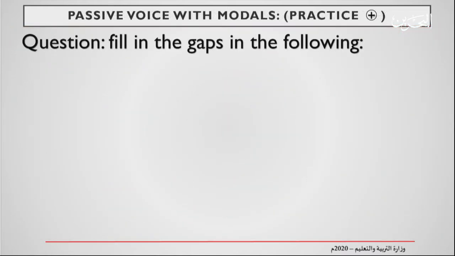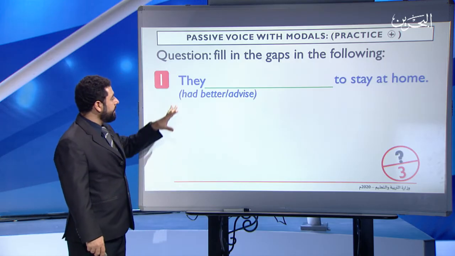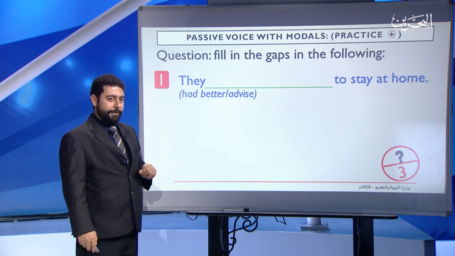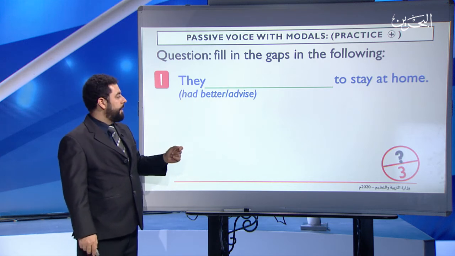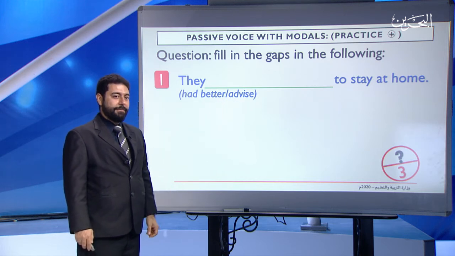All right. Now let's have a quick task. Fill in the gaps in the following. And you have a mark of 3. Number 1. They gap to stay at home. Your task is to use had better as a modal plus the action, the verb, advice. You have 5 seconds.